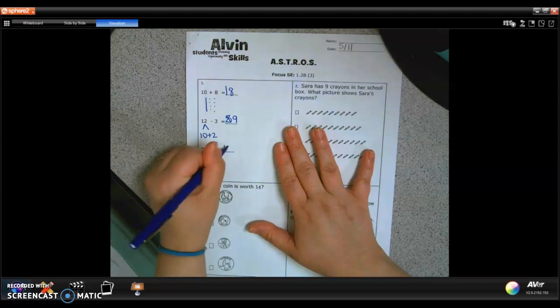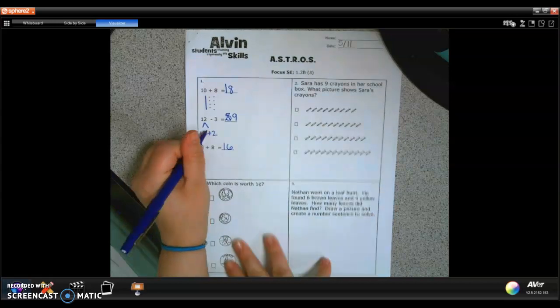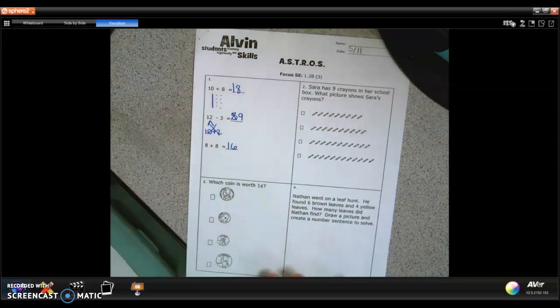Eight and 8 is 16. That's a doubles fact. It's okay to make an oops. If you make an oops, just go back and fix it.